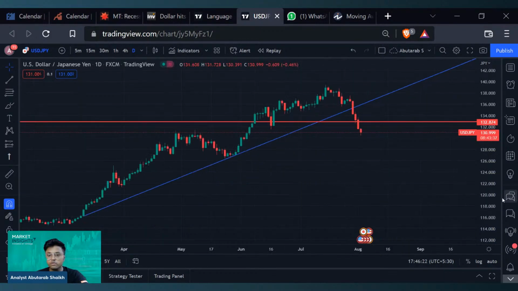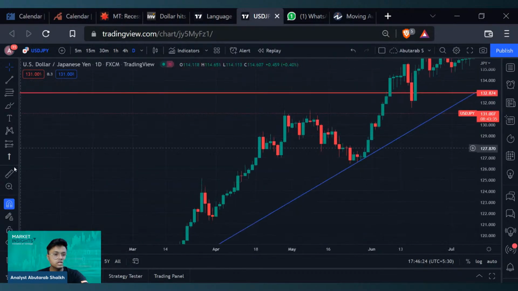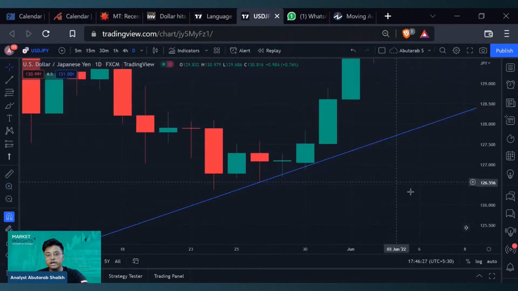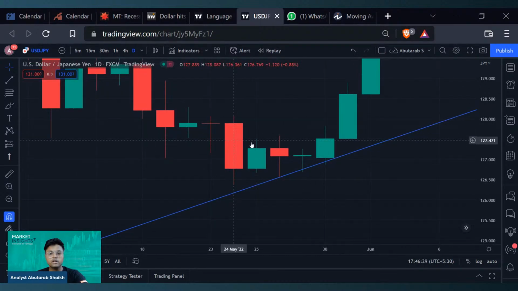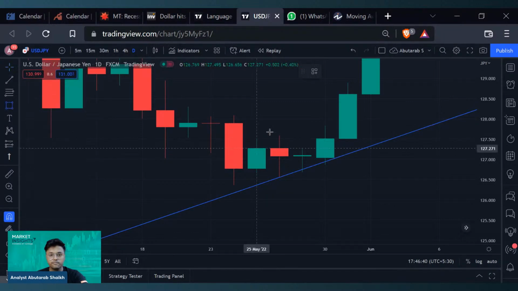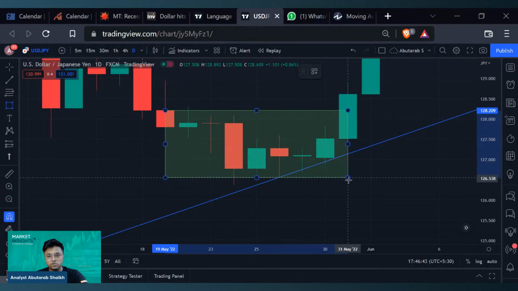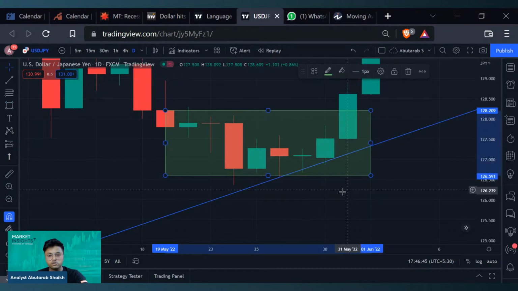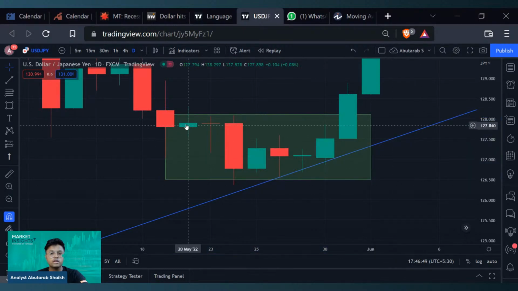If you zoom in properly, you will also see that the price is consolidating. Consolidating means multiple small candles are being formed in a small range only. That is called a consolidation. I will make it very clear to you. From this to this, you can see the consolidation, multiple candles in the same range every single day. It's opening here, opening here, closing here. This is almost a doji.